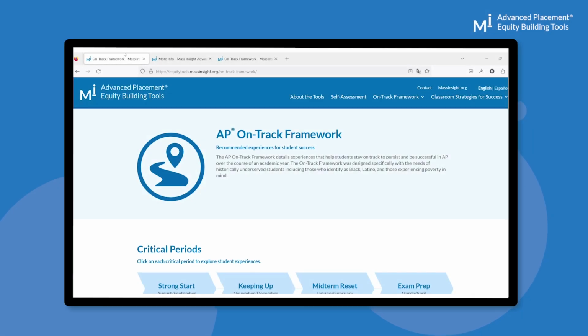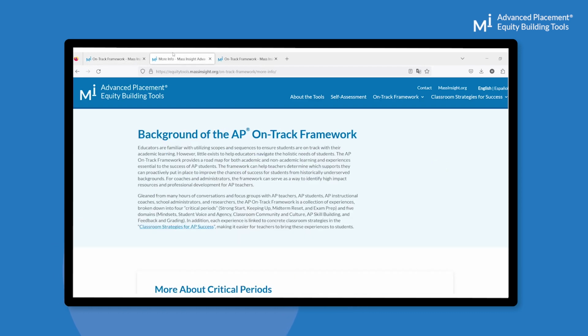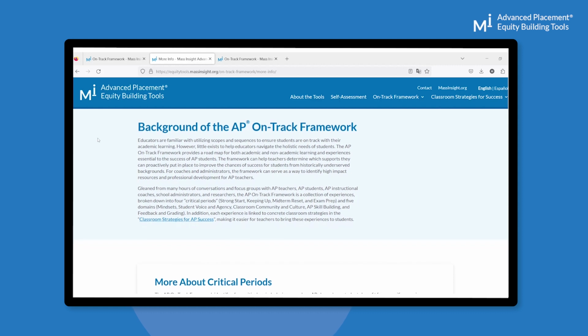Today, we will be sharing information about Mass Insight's AP OnTrack framework. This is one of 3 tools we have recently developed to support schools and districts in their efforts to make AP programs more equitable. The AP OnTrack framework provides a roadmap for both academic and non-academic learning and experiences that are essential to succeed in an AP class.